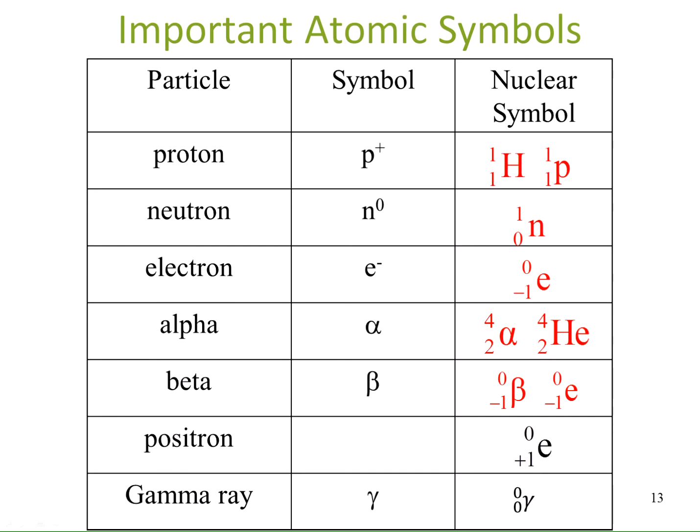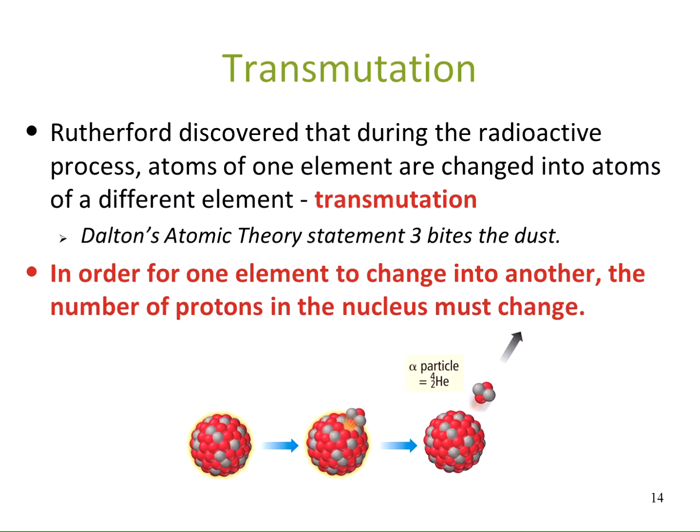We have a 0 and a 0 for both the atomic number and the mass number. So let's define what transmutation is. Rutherford discovered that during the radioactive process, atoms of one element are changed into atoms of a different element. They call this transmutation, when you go from one type of element to another type during radioactive changes.